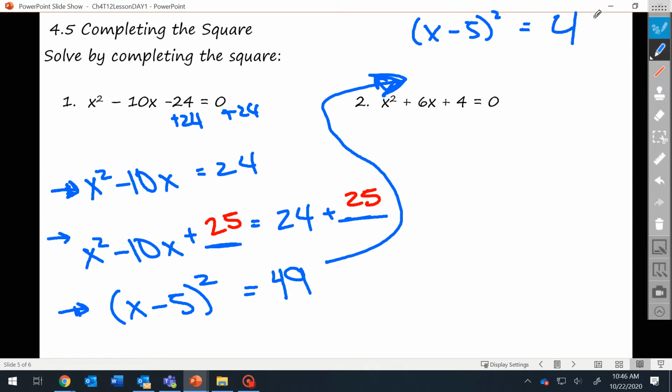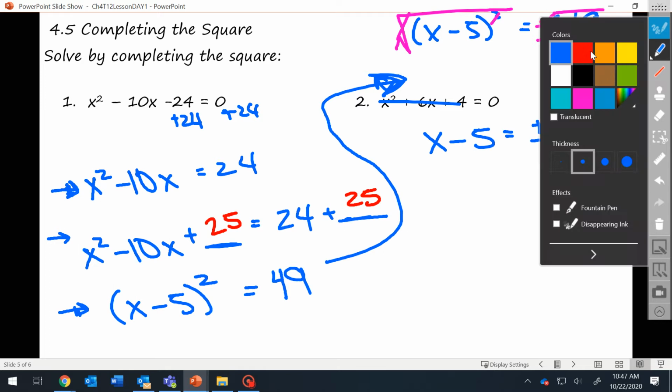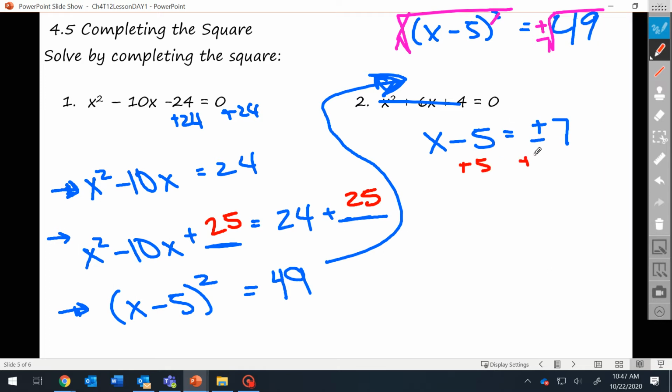Well, now I can use square root method to get rid of this square over here, because the whole side is squared, so I can get rid of the square by taking the square root. And I'll be left with x minus 5, because the square is gone, and then the square root of 49, which is plus or minus 7. Alright, I want to solve this for x, so I need to add 5. So what I have here, x equals 5, because of this plus 5, plus or minus 7.